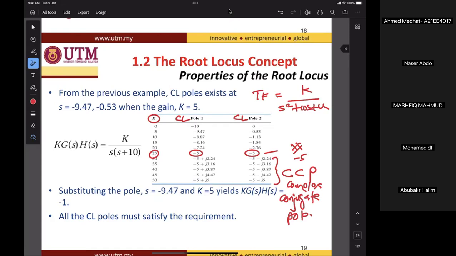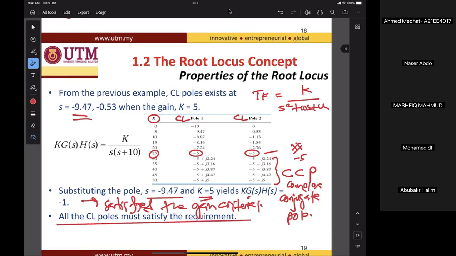By substituting the pole s equal to -9.47 here, and K equal to 5, you will get KGH is equal to -1, meaning that it satisfies the gain criteria. And all closed loop poles must fulfill this requirement, because if the closed loop poles didn't satisfy KGH is equal to -1, meaning that the closed loop poles are not on the root locus, and it's not a point of the root locus.